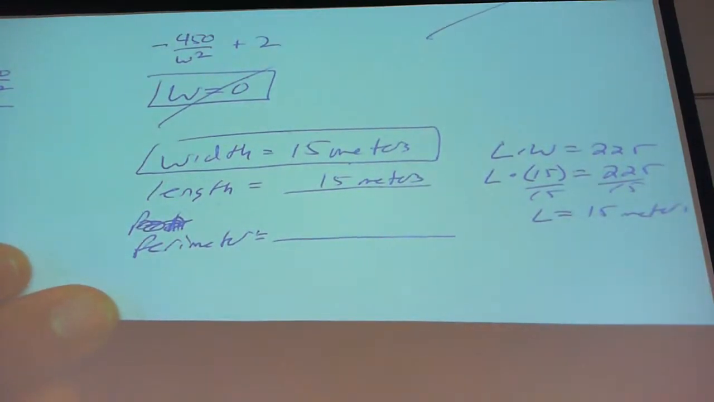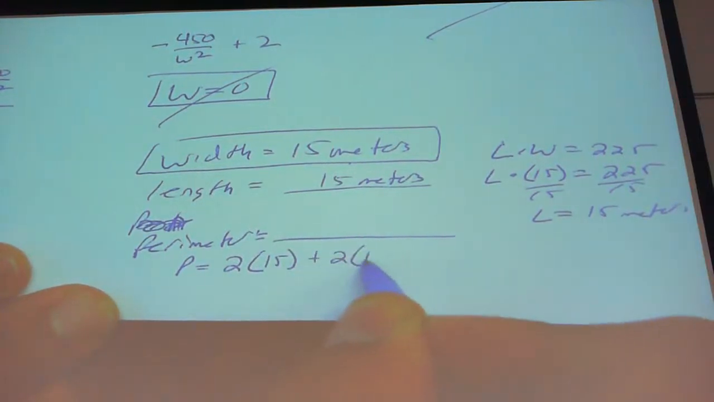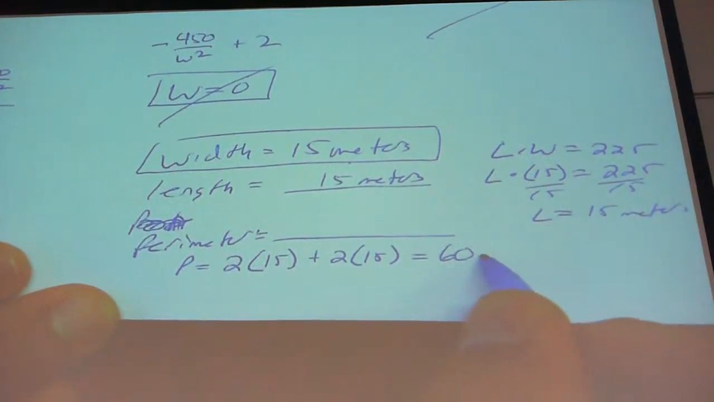Are we okay? Then, how do I figure out perimeter? 2 times L, L is 15, plus 2 times W, W is 15. What do we find for the perimeter? 60 what?